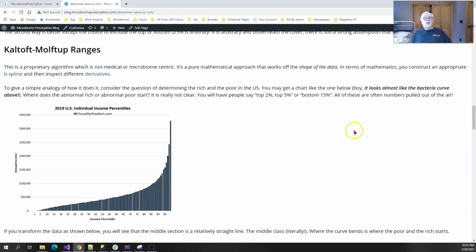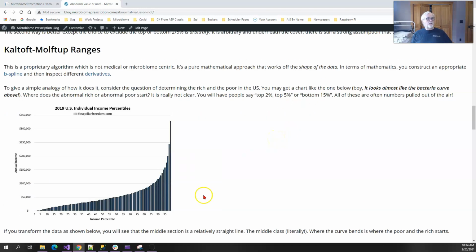Basically, it looks at the shape of the data, and in terms of the mathematics, for those of you who are mathematicians, we basically try to construct an appropriate B spline and then inspect the different derivatives or momentums that the curve has. From that, a process is done to determine where what is effectively close in concept to an inflection point happens, and from those things we get the values for something being abnormally high or abnormally low.